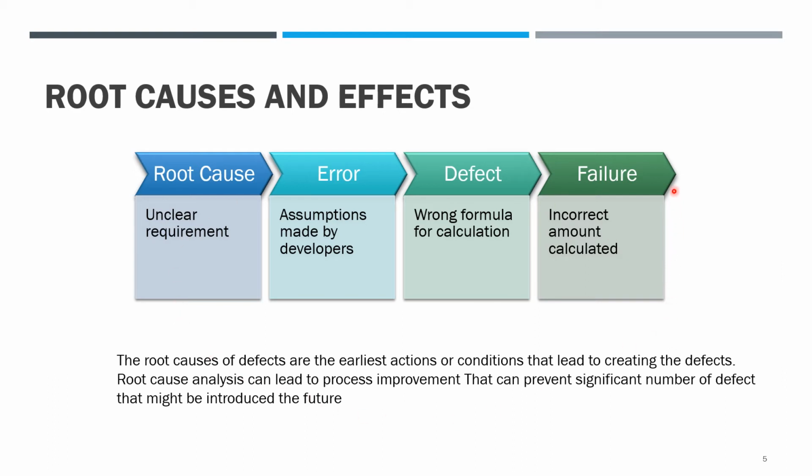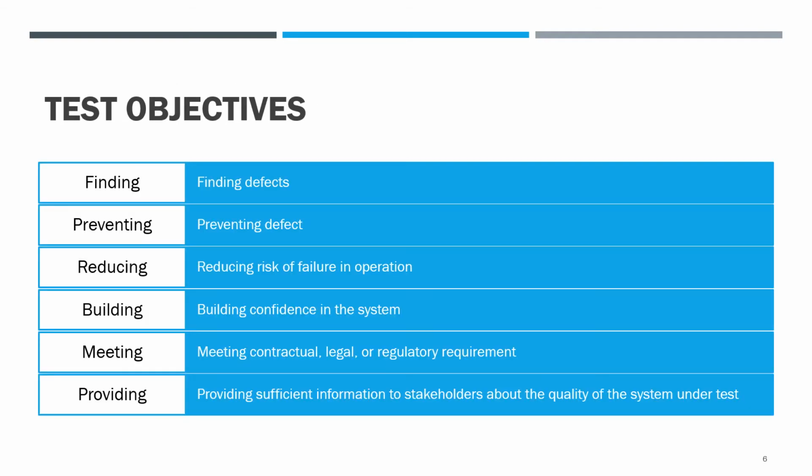Whenever a system fails, we go and trace back. What went wrong? And then trace back to the original cause. So this is the flow. You need to be able to remember this: root cause, error, defect, failure.